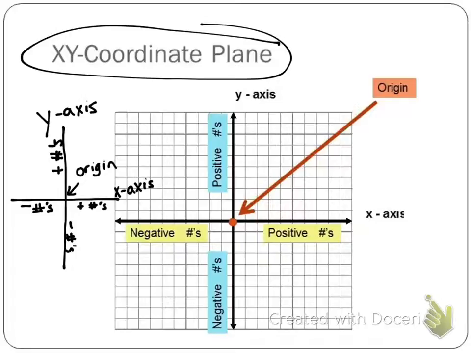So he would say, like, the spider's at 3, 5, and then the servant would count over 3, up 5, and kill the spider. And there is the birth of the coordinate plane system as we know it. Isn't that awesome? Spiders is why this was invented.